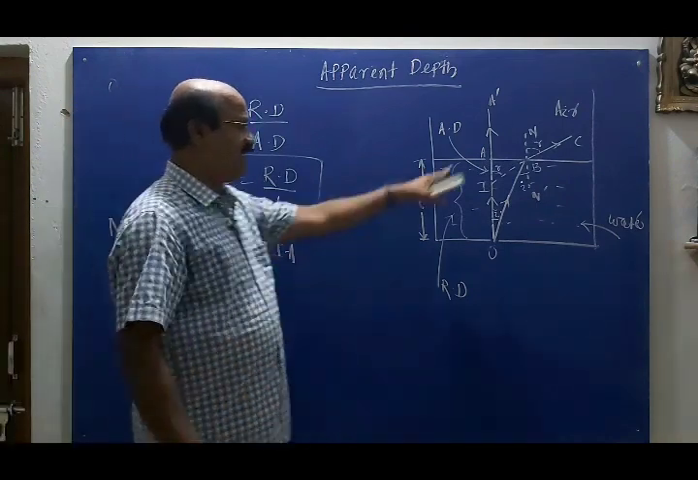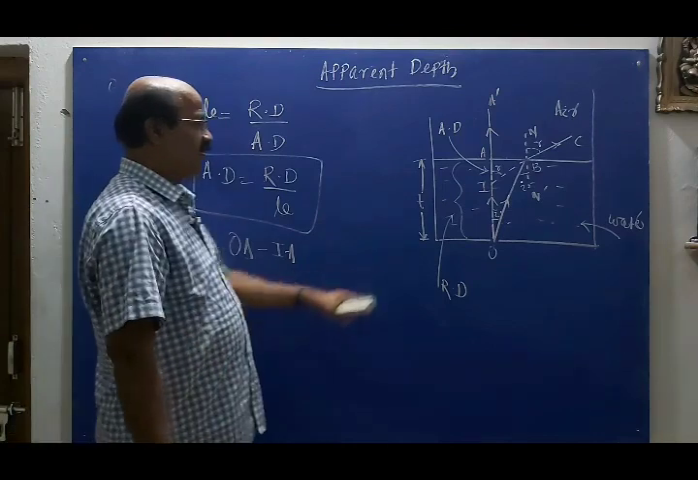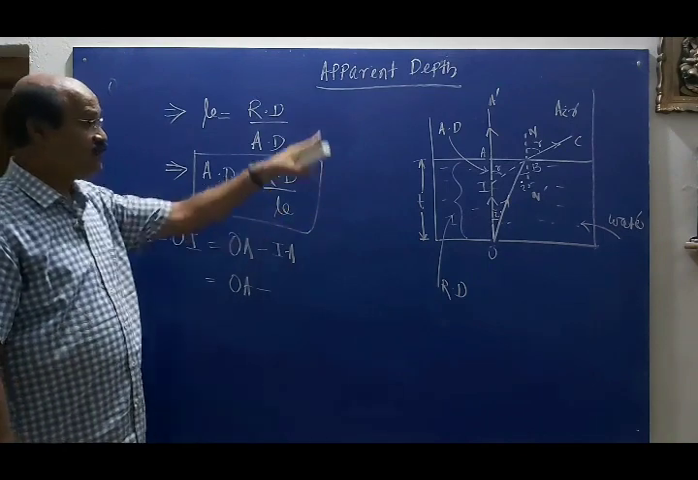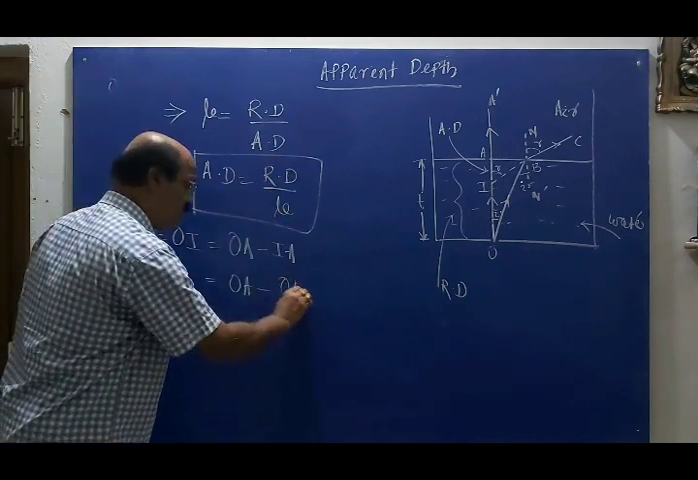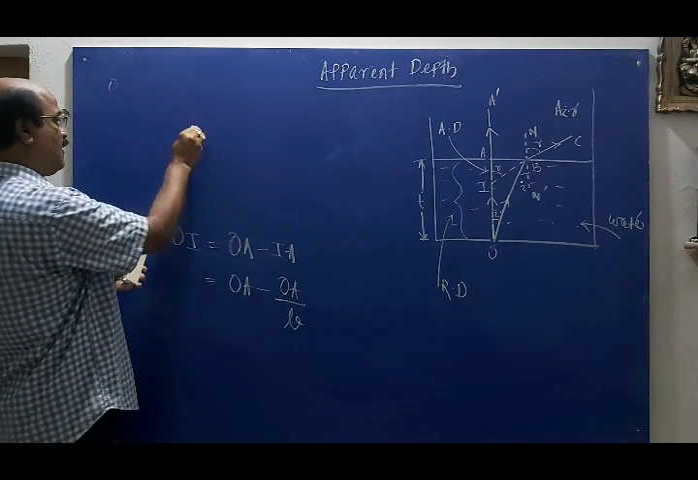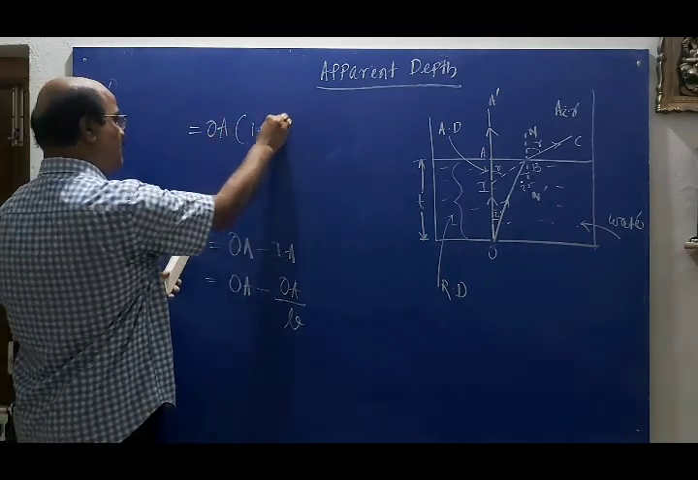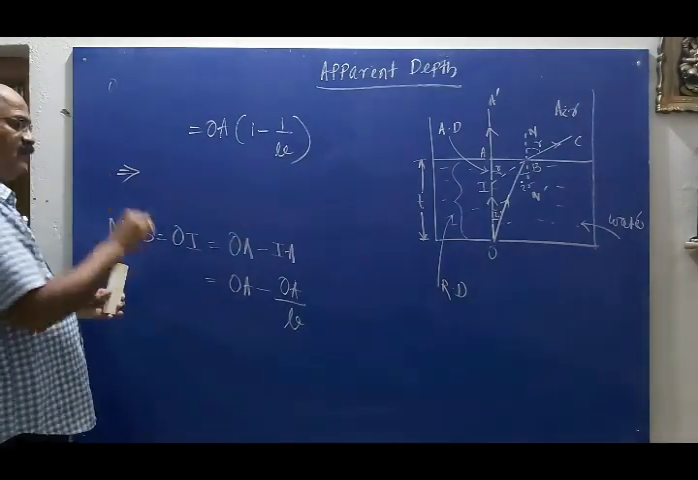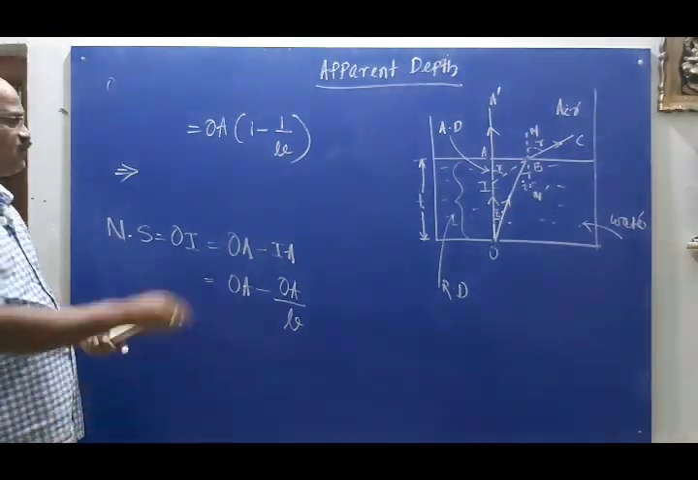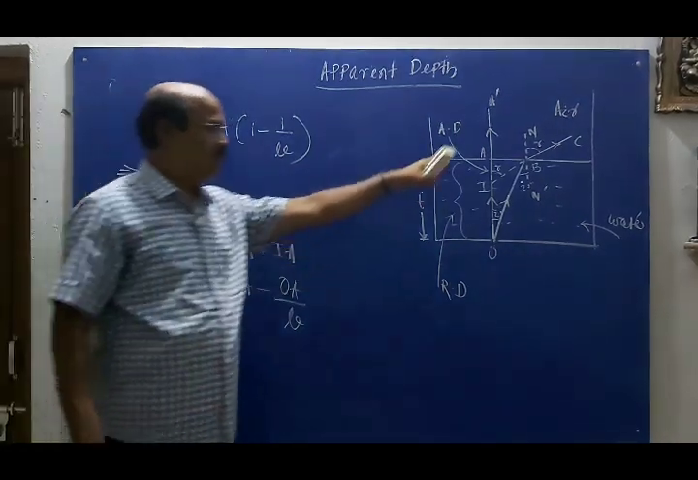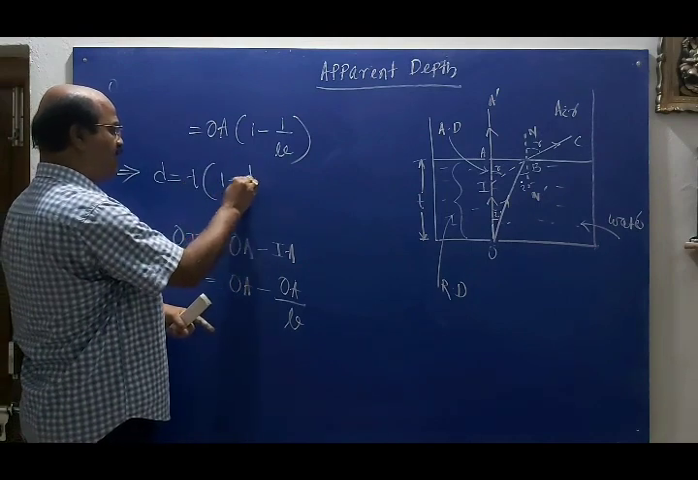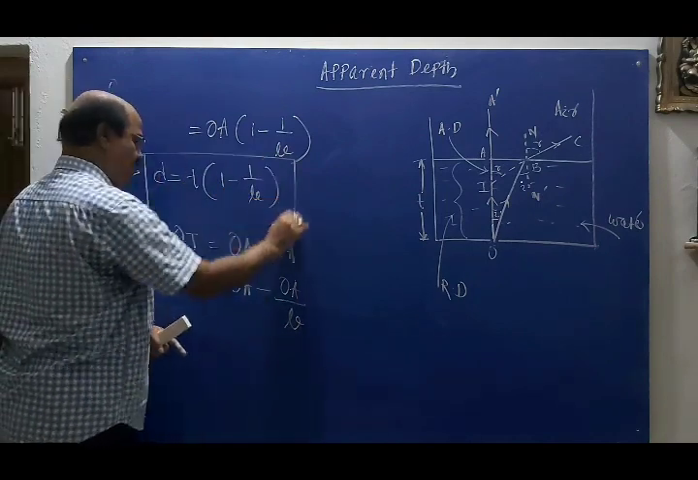OA is the real depth, minus IA which is the apparent depth. Using the formula, real depth by mu, and real depth here is OA, so we write OA minus OA by mu. Taking OA common, OA into 1 minus 1 by mu. That implies normal shift, the upward shift of the position of the object, we denote with small d. So small d, equal to OA, is the thickness of water in the container. So d into 1 minus 1 by mu is the formula for normal shift.